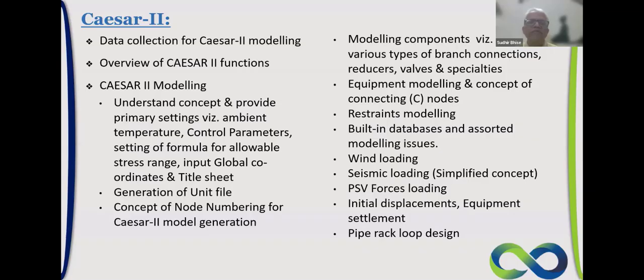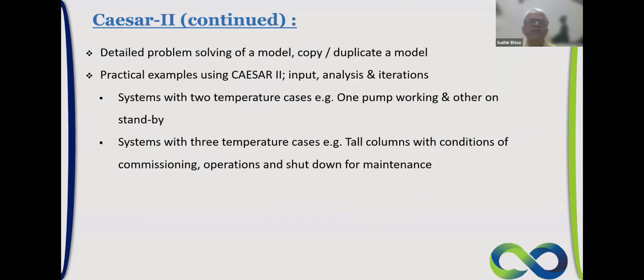Then we will study how to calculate a loop on a pipe rack, and different types of loops: 4D, 4 band, 6 band, etc. And then we will continue with detailed problem solving with the help of the different facilities available in CAESER for ease of modeling. And then we'll apply the technique to find out various systems which are subjected to temperature and pressure variation.